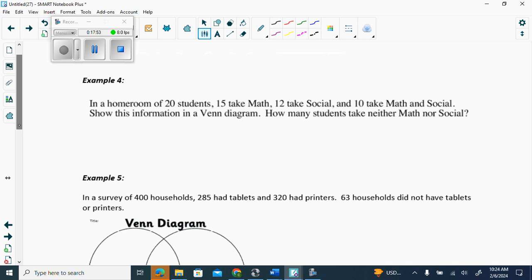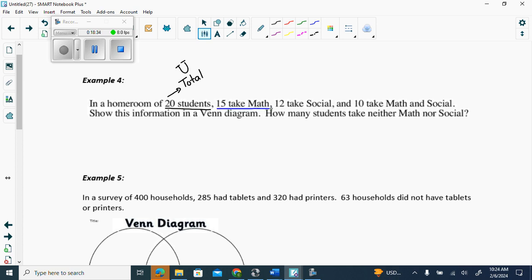All right, let's go to 4. We have a homeroom of 20 students. So what does that mean? There's 20 students total. I don't have any more to choose from. I can't find 21. Can't bring someone in from the hallway. I got myself 20 people. So that's my total, my universal set of people. Did it list the 20 people? No. If it listed the 20 people, I would have a whole bunch of names written in circles. Correct? Okay. So there are 20 students.